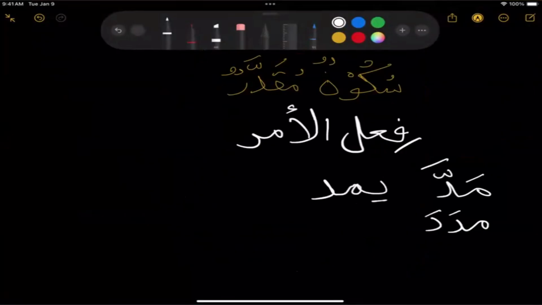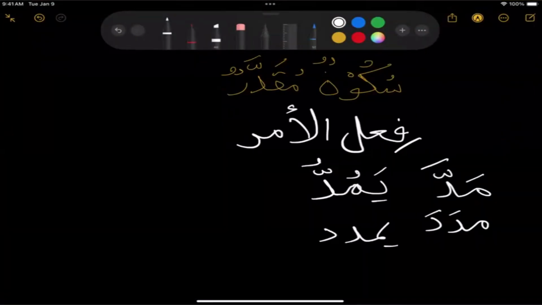Yamuddu. The origin is yamdudu. Then what would the command be? Let's go by original rules first. Command is derived from the MuDaa. How do you get to the command? You take the MuDaa. So let's take yamdud.